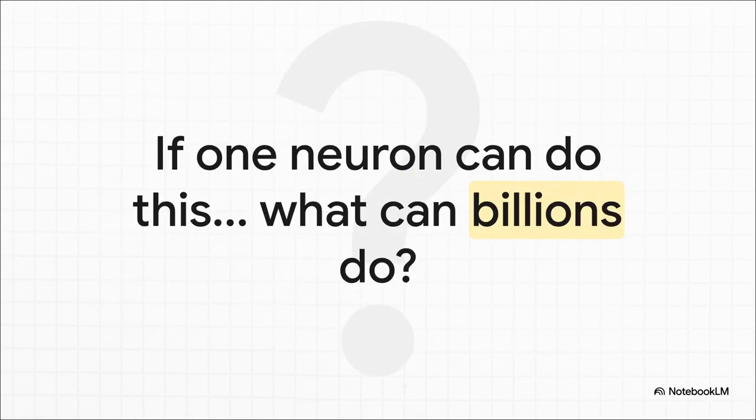So I'll leave you with this final thought. If one tiny neuron, just following a few simple rules, can figure out if a student is doing well, what happens when you connect billions of them together? All of them learning, adapting, and communicating with each other at the speed of light. Well, that is the incredible power and the true magic of artificial intelligence.